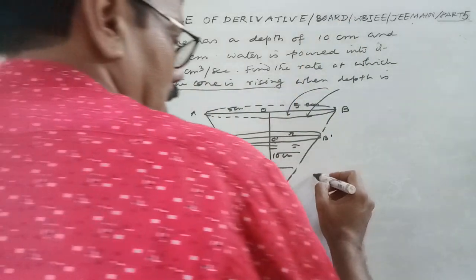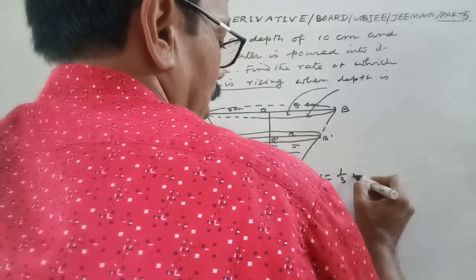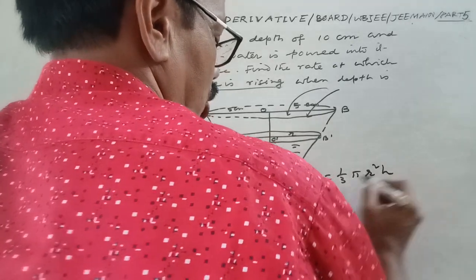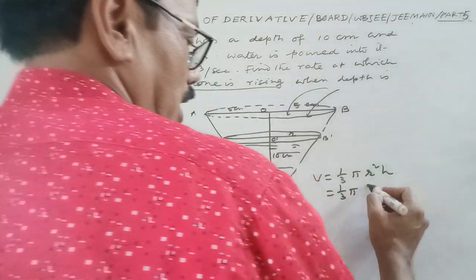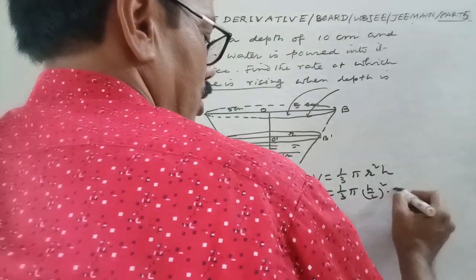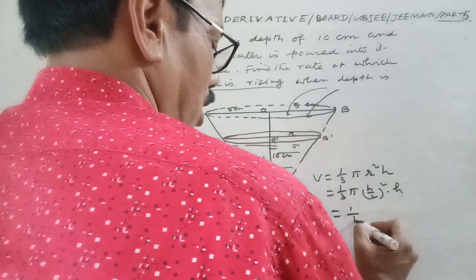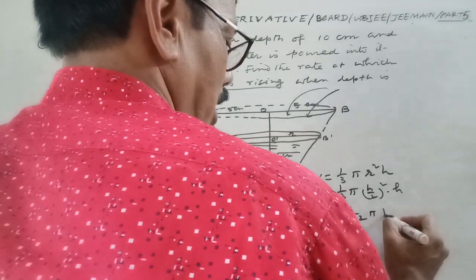Now what is V? V equals to 1/3 pi R square H. 1/3 pi, what is R? H by 2 whole square into H. So 1 by 12 pi H cube.